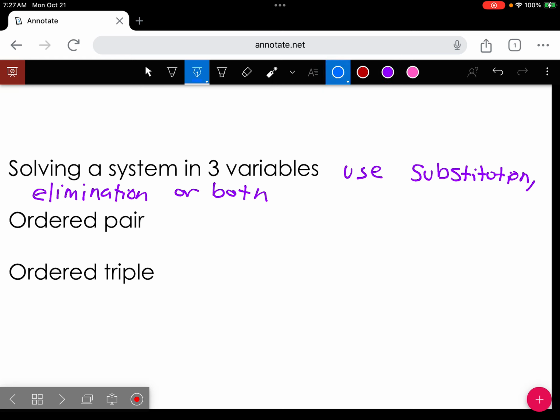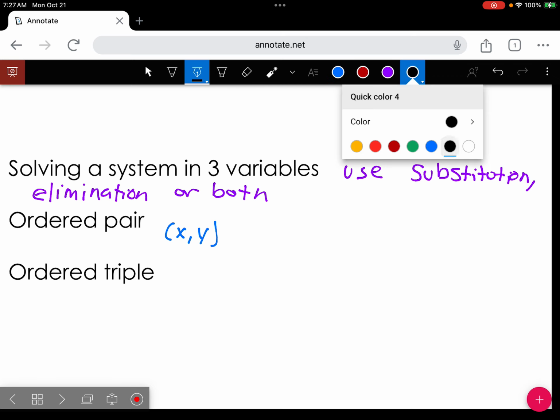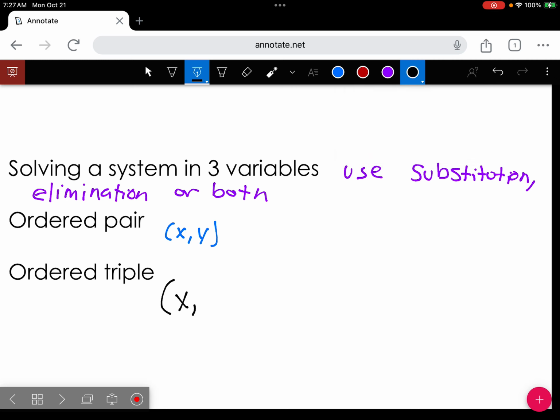When we solve 2 variable systems, our answer is an ordered pair. That's when we would have our X, comma, Y. For our 3 variable systems, our answer is going to be something called an ordered triple, which is X, comma, Y, comma, Z. Alphabetical order. When in doubt, remember that. They go in alphabetical order.